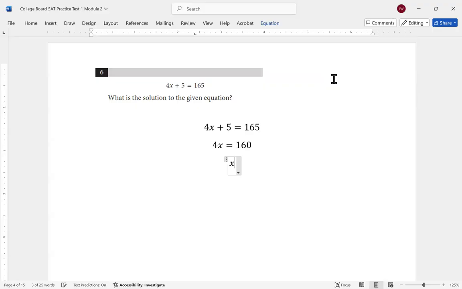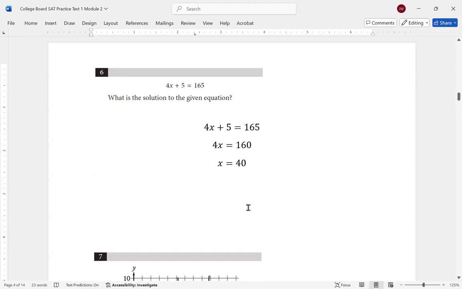When I divide the right-hand side by 4, I end up with 40. So the solution is x equals 40. And that's the answer to problem 6.